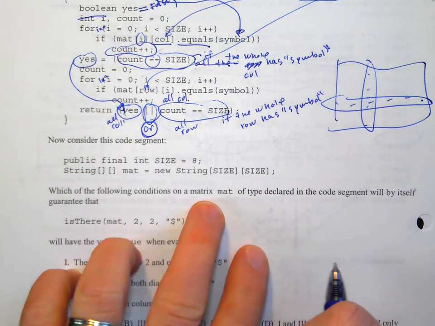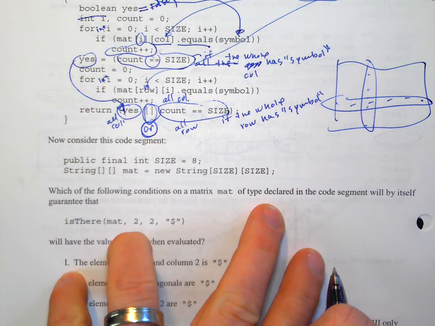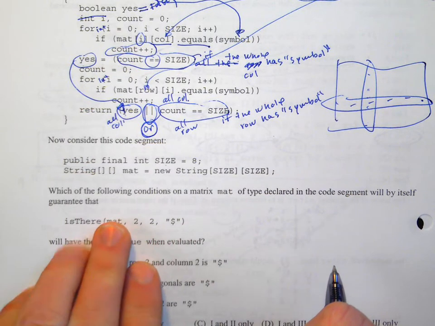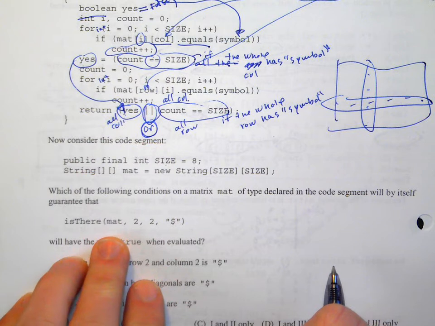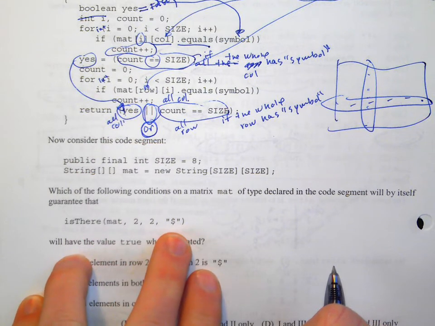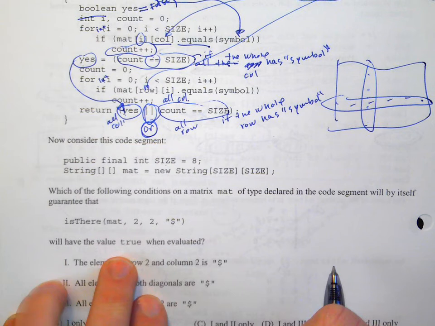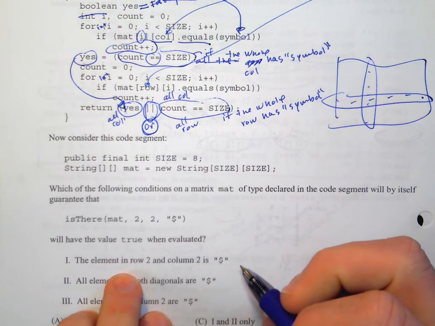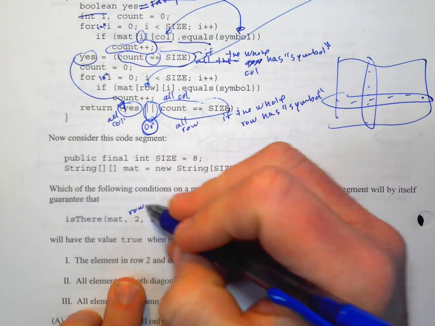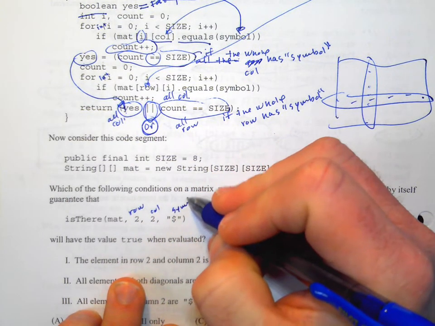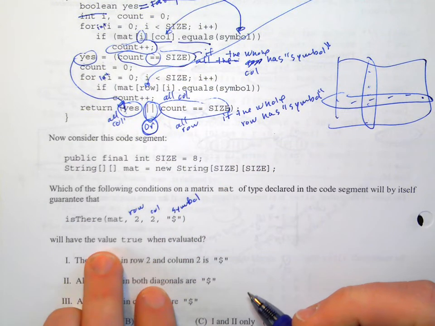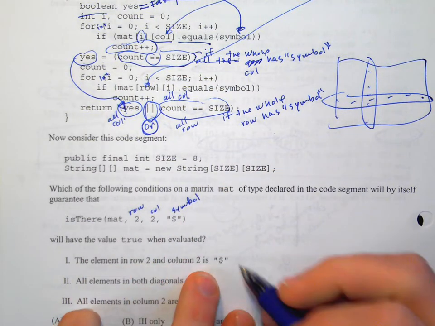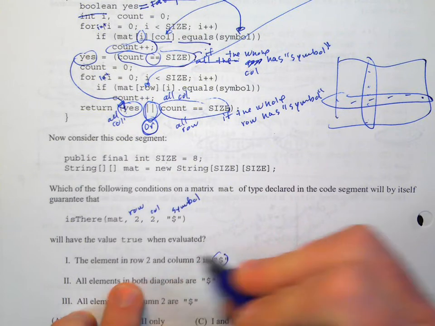Which of the following conditions on a matrix mat of type declared in the code segment will by itself guarantee that isThere(mat, 2, 2, $) will have the value true when evaluated. So they're trying to ask you to make sure that it returns true. Which of these will for sure return true? And remember, this is row, and this is column, and this is symbol. The element in row 2, column 2 has $. No, that's not good enough. It needs to be all of them in a row, all of them in a column.